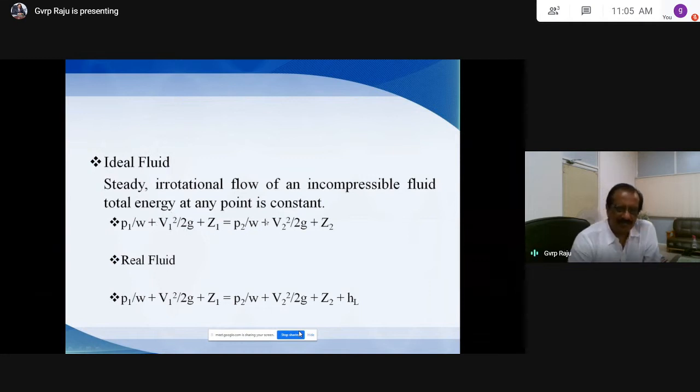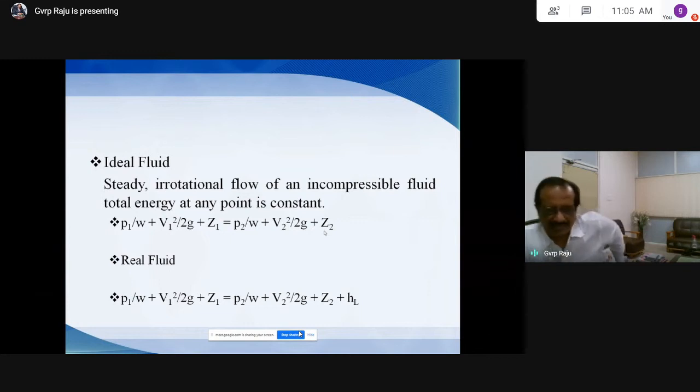And this is P2 by W plus V2 square by 2G plus Z2. Once again, this is pressure head, velocity head and datum head. The pressure head at point 2 is P2 by W, where the pressure at point 2 is P2, and the same fluid is flowing, that's why I have taken the same W. V2 square by 2G, where V2 is the velocity at section 2, and Z2 is the datum head for section 2.